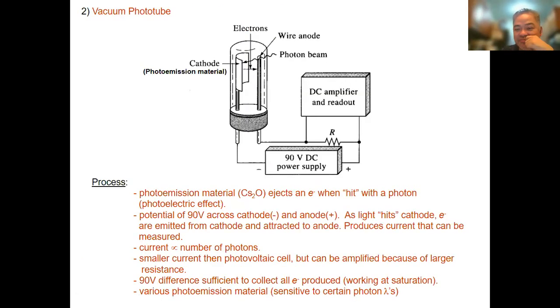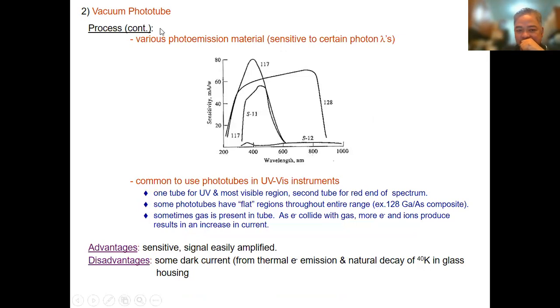And then we have the vacuum phototube. This is the somewhat older one. It's based on the so-called photoelectric effect, by Einstein. You have a photoemission material, cesium oxide, which ejects an electron when hit with a photon, the classic photoelectric effect. The current is proportional to the number of photons, and it's a smaller current than the photovoltaic cell, but it can be amplified because of the larger resistance. Phototube advantages: sensitive, signal easily amplified. The disadvantage is some dark current that can occur, due to thermal emission and natural decay of potassium-40 in the glass tubing.